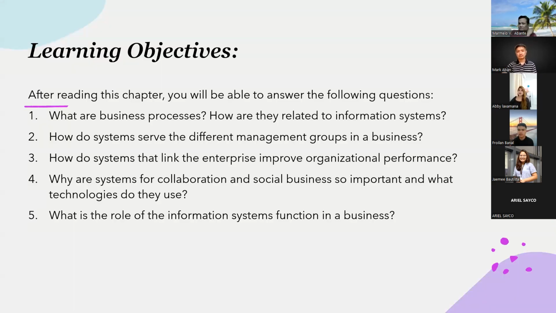So here are our learning objectives. After reading this chapter, you will be able to answer the following questions. Number one, what are business processes and how are they related to information systems? Number two, how do systems serve the different management groups in a business? Number three, how do systems that link the enterprise improve organizational performance? Number four, why are systems for collaboration and social business so important, and what technologies do they use? And lastly, what is the role of the information systems function in a business?